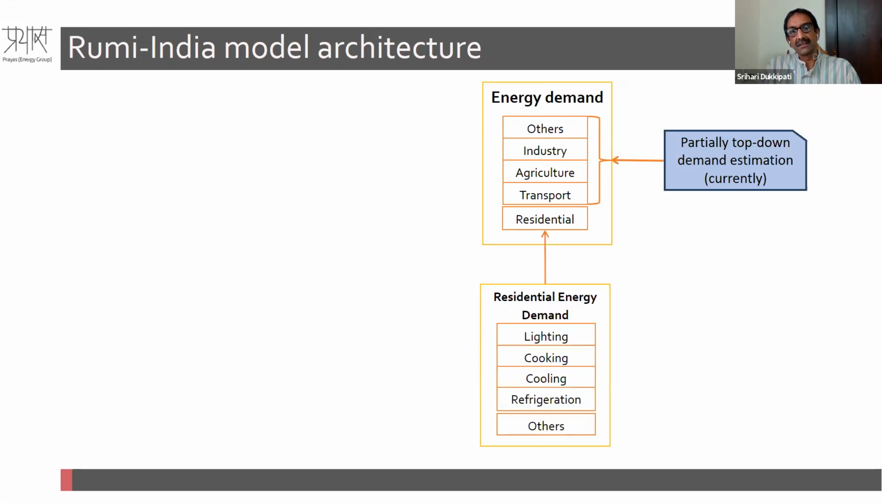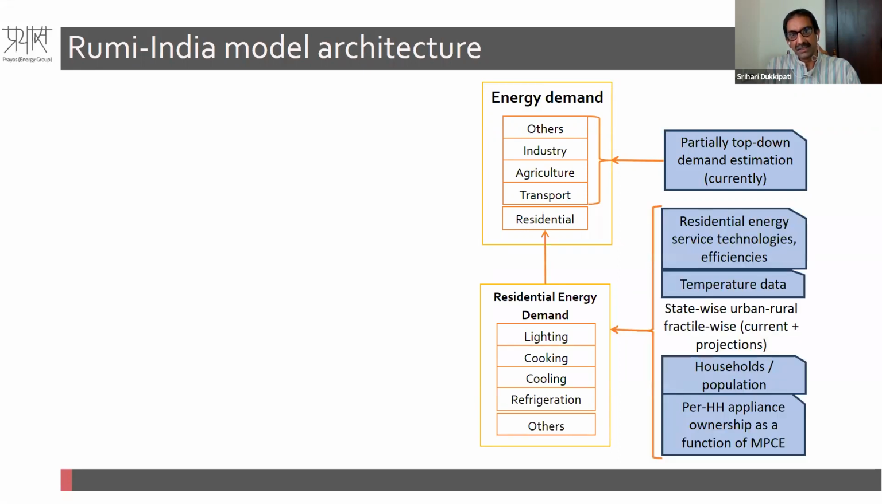For the residential sector, we have a more detailed specification, beginning with energy service demand across five different residential energy demand categories: lighting, cooling, cooking, refrigeration, and others. The others would include communication, entertainment, heating, service needs, etc. And given these service needs, there are certain technologies that are specified that meet these service needs. So it could be appliances, etc. And efficiencies of those technologies.